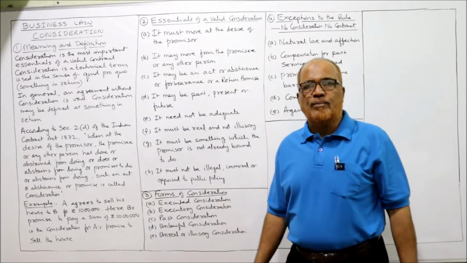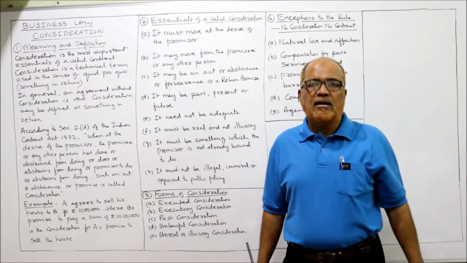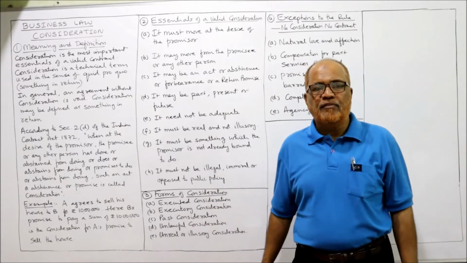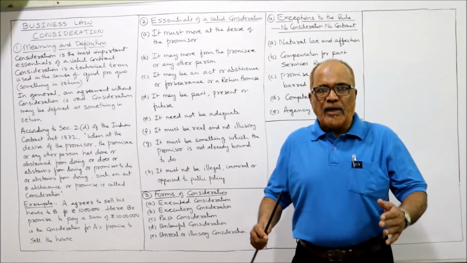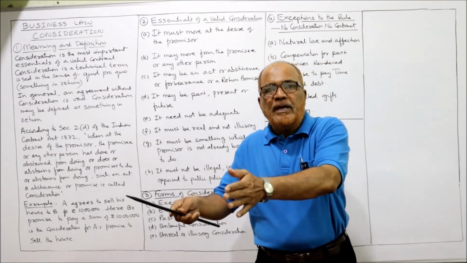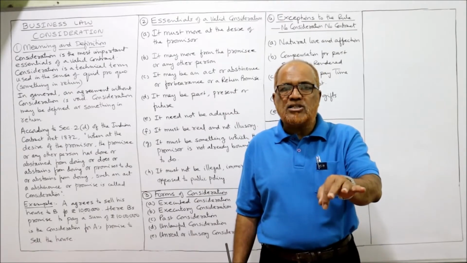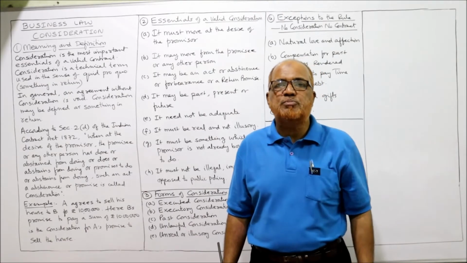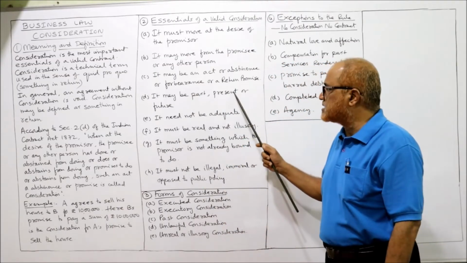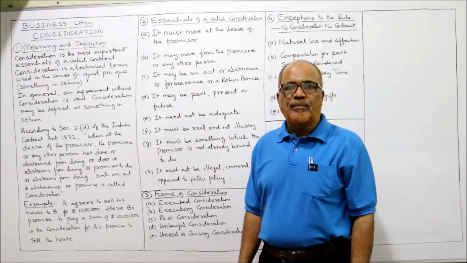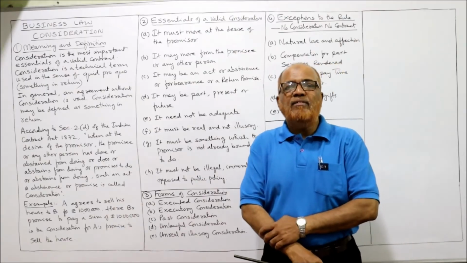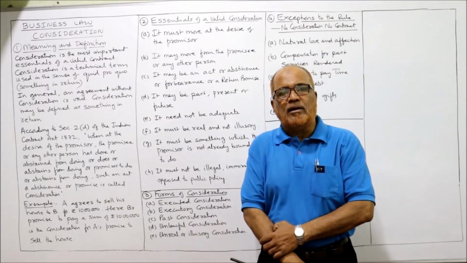Similarly, present consideration. A sells his bike to B for rupees 50,000. So A is selling the bike and B is paying the price of 50,000 immediately. So right now itself the consideration is given. It is called present consideration. Future consideration. A says to B, I will deliver the goods in the next week.